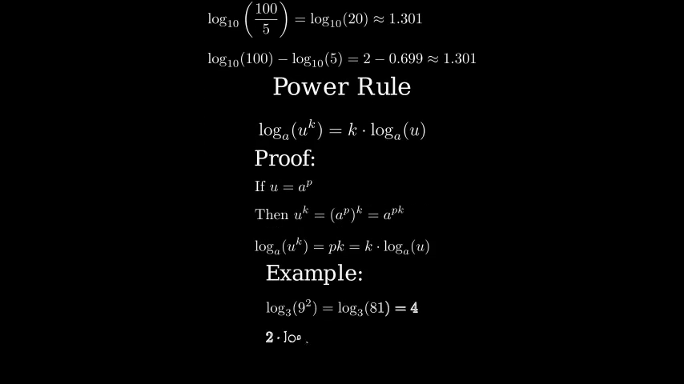For example, log base 3 of 9 squared equals log base 3 of 81, which is 4. Using the power rule, we can calculate this as 2 times log base 3 of 9, which is 2 times 2, giving us 4. One more important property to know is the change of base formula.